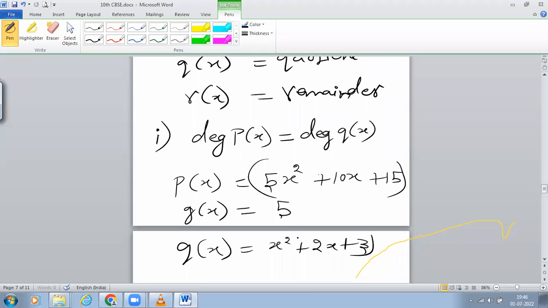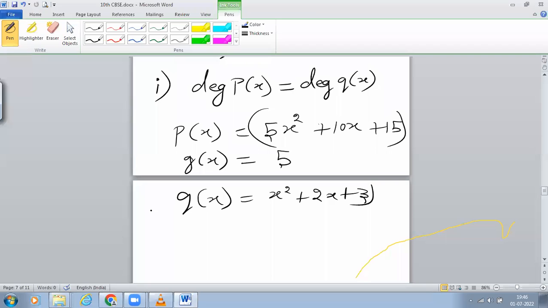Now see here, in this example, the degree of p of x is 2. The highest power of the polynomial is the degree, and here it is 2. And what about the degree of q of x? That is also 2. The degree here is 2. And what about the remainder? What is the remainder for this particular example, for p of x, g of x, and q of x? The remainder is 0. Very good. Superb.